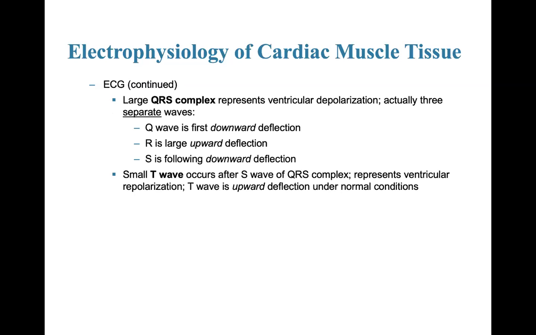You have a large QRS complex, which represents the ventricular depolarization. Actually, three separate waves. Q is the first downward deflection, R is the upward deflection, and S is a downward deflection. Then you have a small T wave, which occurs after the S wave of the QRS complex. This represents ventricular repolarization. The T wave is an upward deflection under normal conditions.